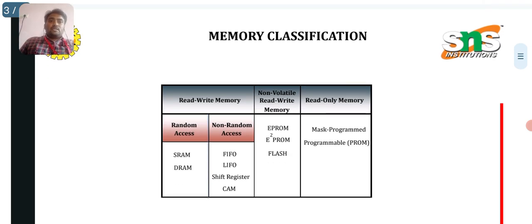These are the memory classifications: read write memory, non-volatile read write memory, and read only memory. Read write memory is classified into static RAM and dynamic RAM, and random access and non-random access memories such as first in first out, last in first out, shift register, and CAM. EPROM, E squared PROM, and flash memory come under non-volatile read write memory, and mask programmable and programmable memory are read only memory.